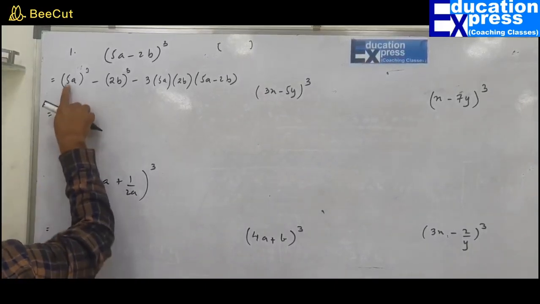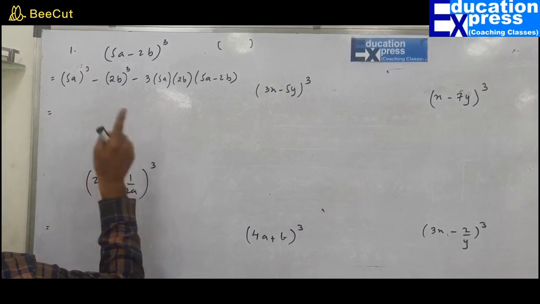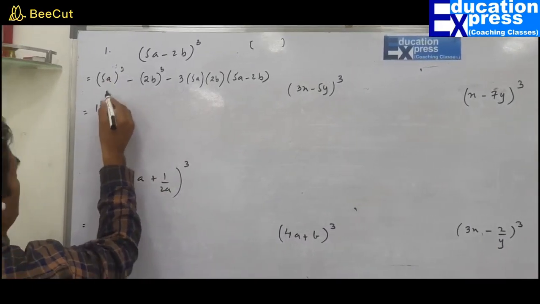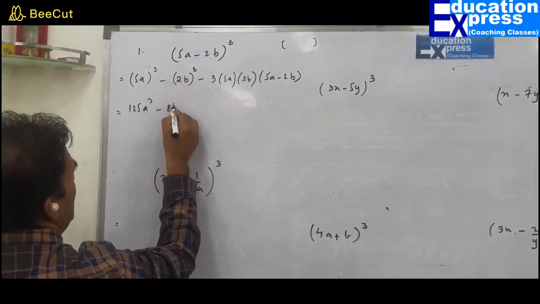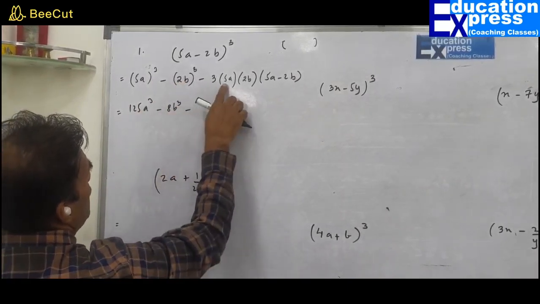Now it comes to solving. 5 cube: 5 into 5, 25, 25 into 5, 125. A cube. 2 into 2, 4, 4 twos are 8, 8B cube. Minus 3 into 5, 15.